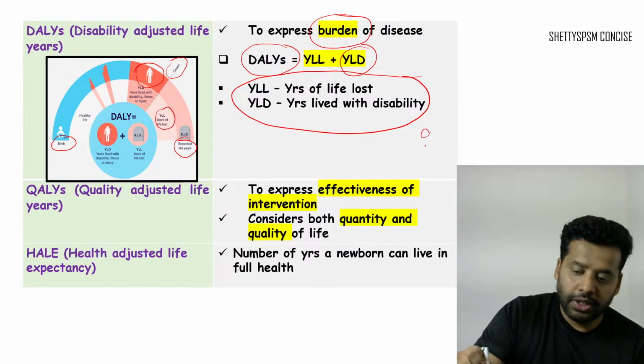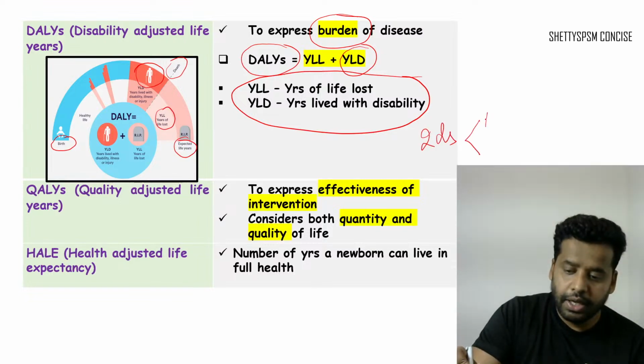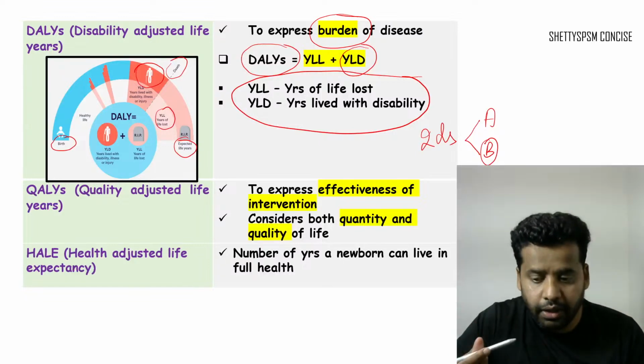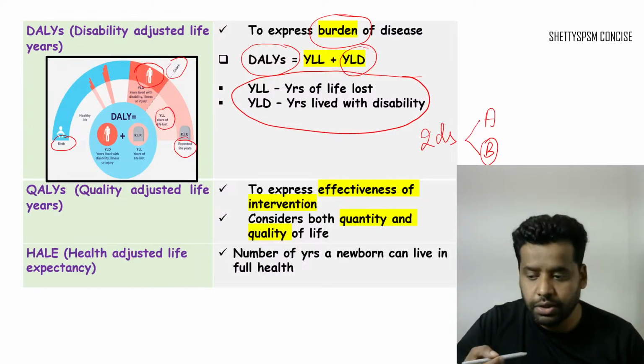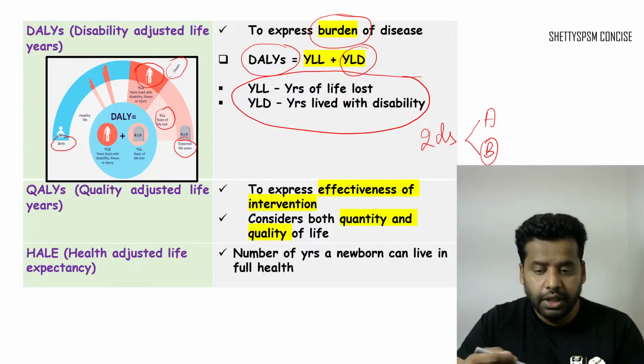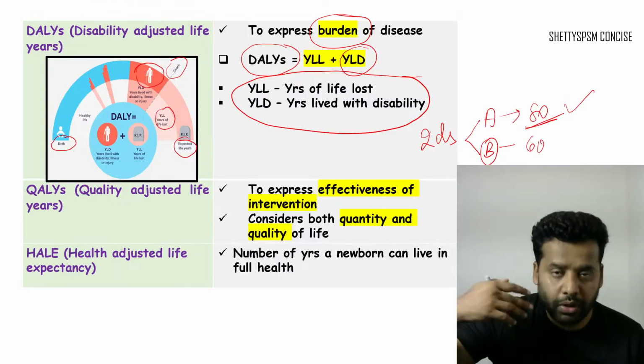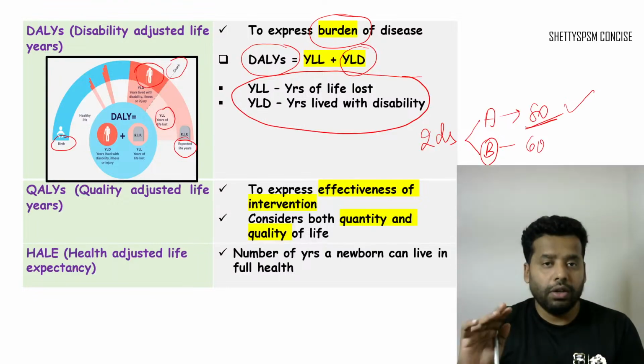So there are two diseases. When you compare A and B, the more the DALYs lost, that disease will be more burden. For example, A 80 DALYs lost, B 60 DALYs lost. Then A has more burden comparatively. More the DALYs lost, more the burden of disease.